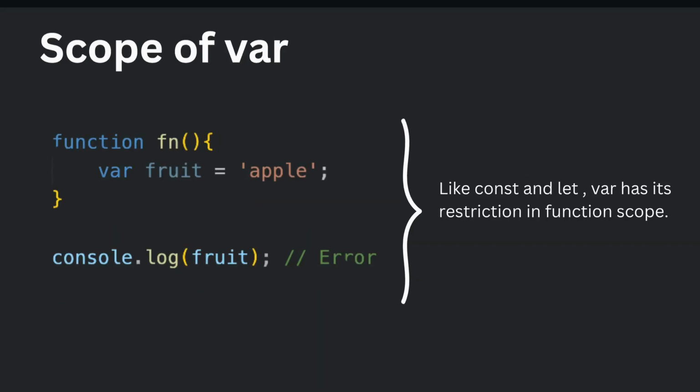There is another keyword called var, which was used earlier. Let is the latest keyword; initially only var was there. Here we can see that if we declare a var inside a function, var fruit equal to apple, and access it outside the function scope, it will throw an error, just like const and let. So var has its restriction in function scope, just like const and let. Then what is the difference?